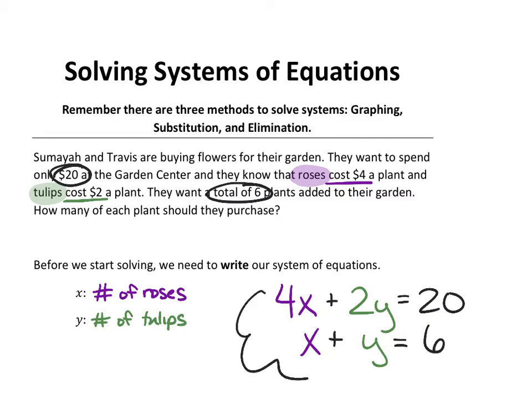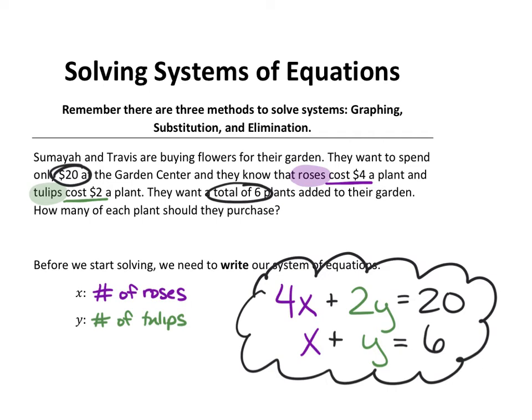Well, there we have it. That is our system of equations that we're going to use today to figure out this problem for Sumaya and Travis. We want to tell them how many tulips and how many roses they can purchase with this $20 so that they can get 6 plants.